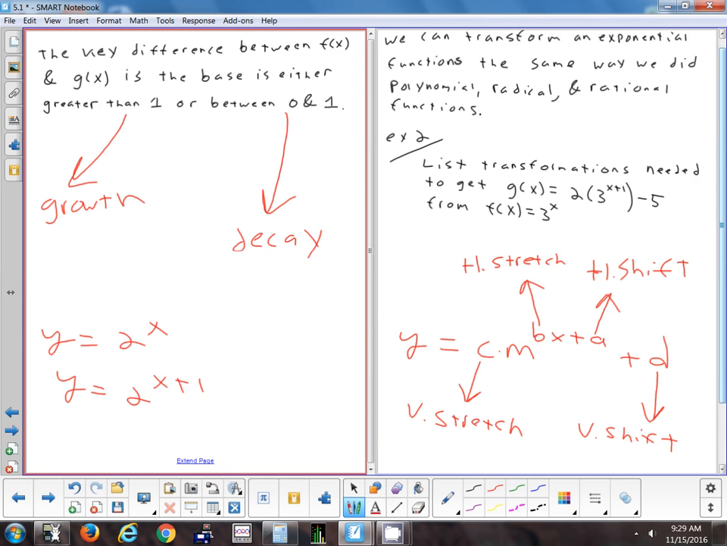They're reflections. One of them is a reflection over the x. One of them is a reflection over the y. If you make B negative, that's a horizontal reflection. That's over the y-axis. If you make C negative, that's a vertical reflection because it's with the number that does the vertical. And that's a reflection over the x-axis.